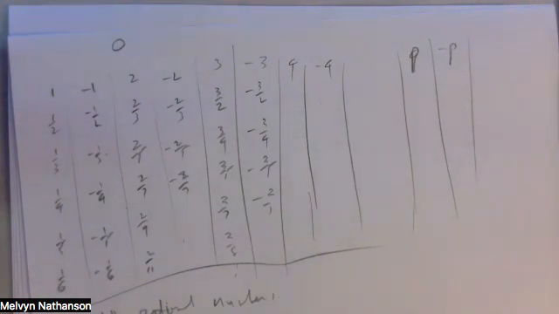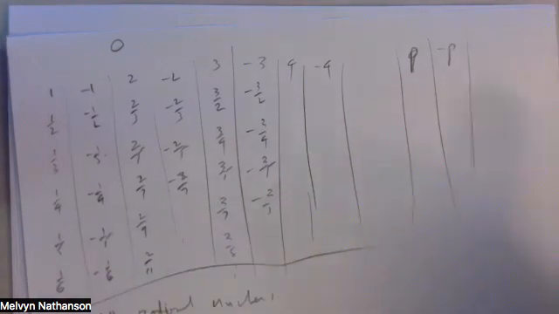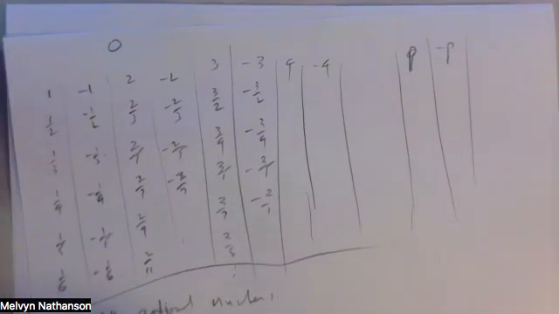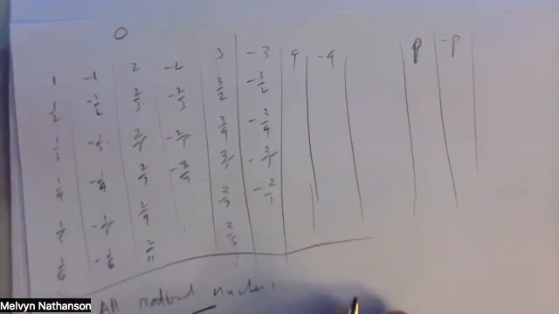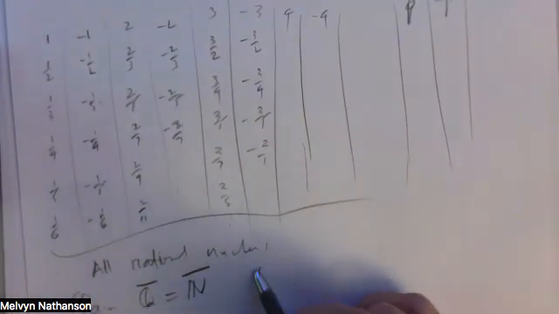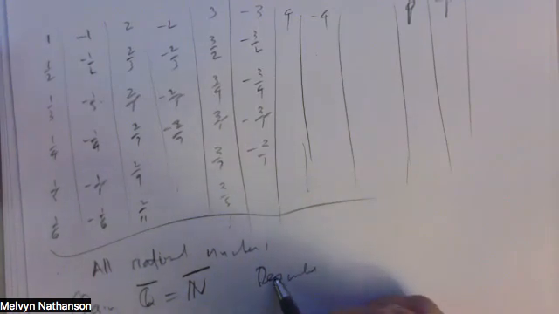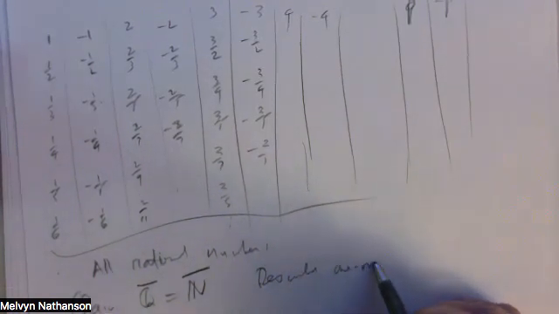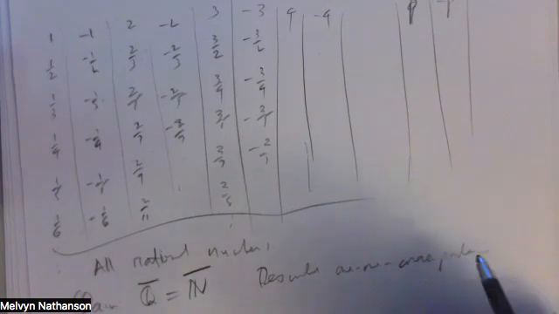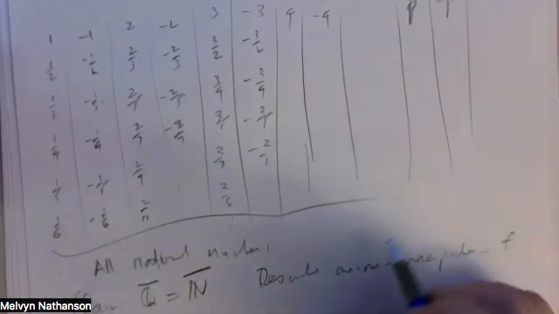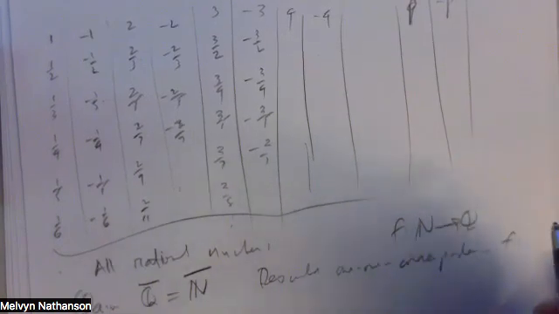And I claim there's a one-to-one correspondence between these numbers and the positive integers. I claim the cardinality of Q is the same as the cardinality of the set of positive integers. So I'm going to describe a one-to-one correspondence F from the positive integers to Q.